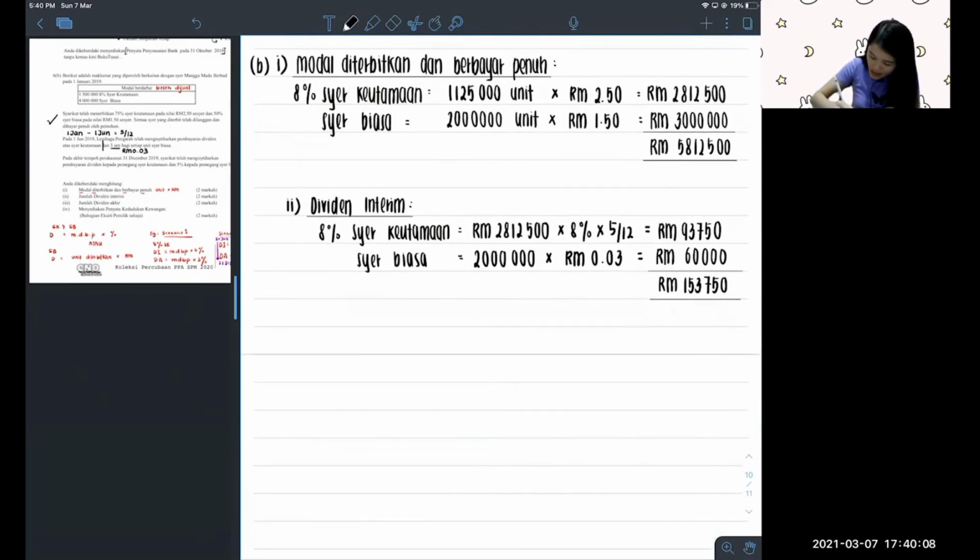Okay, so now dividend up here, yeah, 0.3. Dividend up here, we also do the same thing again. We're going to write out 8% share keutamaan because it's full name. This is their full name.